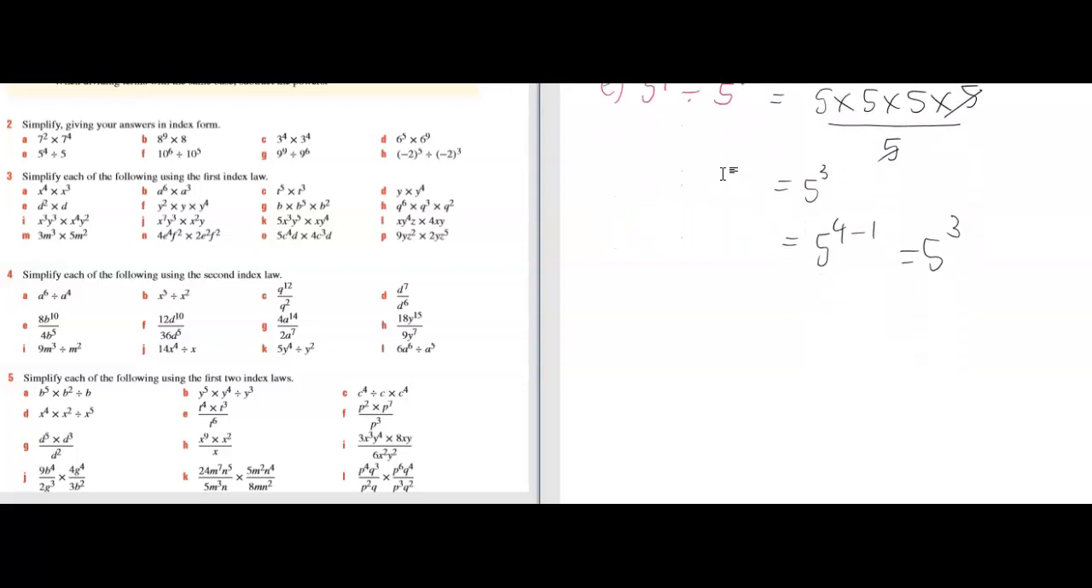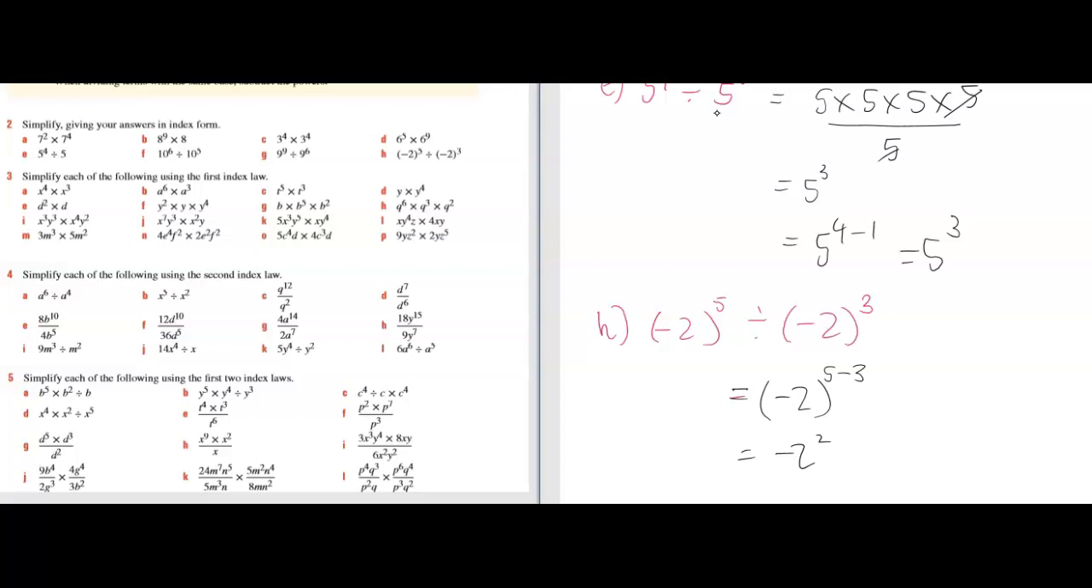Now, I might do H because that's a negative base. Okay, so we've got H, negative 2 to the power of 5 divided by negative 2 to the power of 3. So we keep our base. Equals negative 2 is our base. If you want, you can put it in brackets just for the time being and then subtract your powers. Okay, so negative 2 to the power of 2.